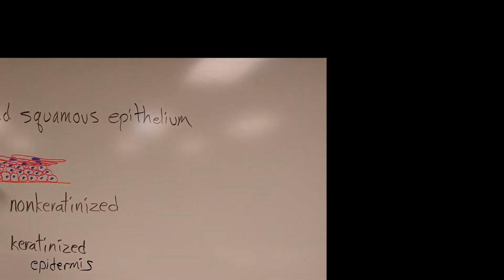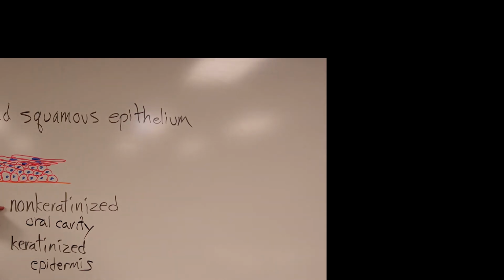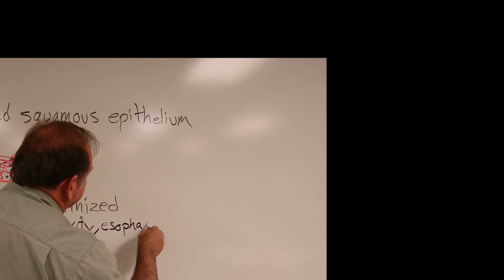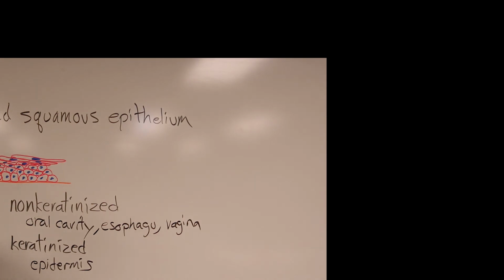Non-keratinized stratified squamous epithelium, more like what I've drawn here, can be found in the oral cavity. So lining your mouth, you have a stratified squamous epithelium that is non-keratinized. It has flat cells on the surface, and those flat cells have a nucleus, and they're not dead cells until they're sloughed off and die. Oral cavity, the esophagus, and vagina are locations where you find non-keratinized stratified squamous epithelium.